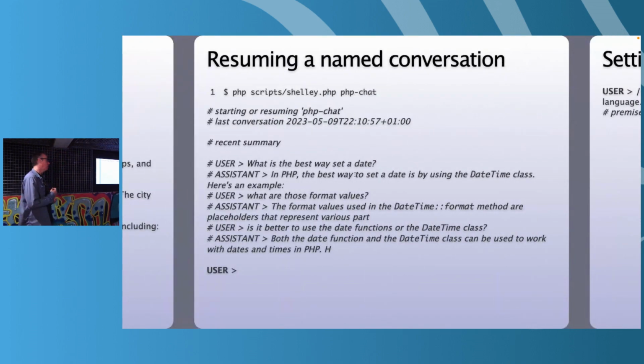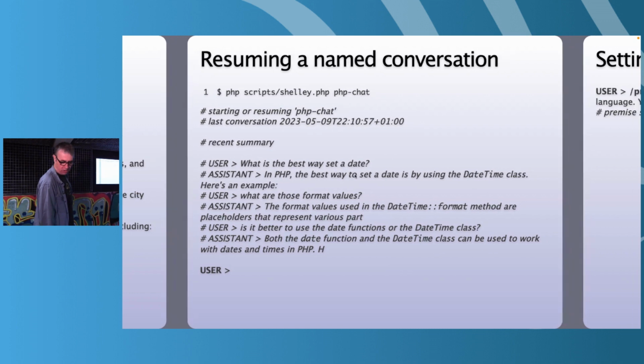Resuming a named conversation. One of the things I want to begin to do is to have conversations with different threads for different types of work. So I'll probably have default for random questions, but I will have a PHP one, or an architecture one, or a project-specific one, and I'll want to be able to keep conversations specific to those tram lines. So this is just an example of resuming a named conversation. There I say PHP-chat. Again, there's a summary, and we start talking.